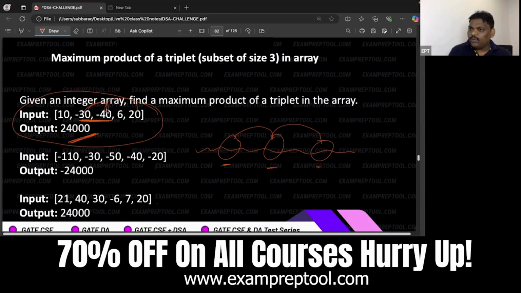So for this problem, three people with maximum product, the answer is 24,000. Here you can check all negative. I think it's normal. Take the first maximum, second maximum, third maximum, so multiply that. You will get this. Now next one.